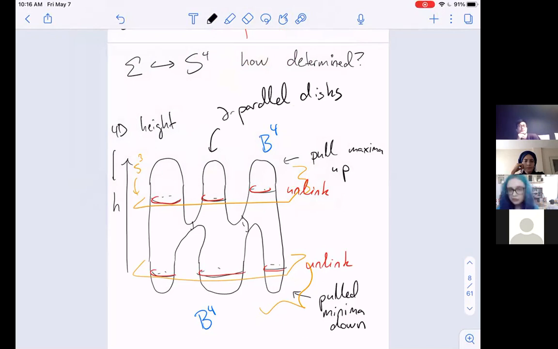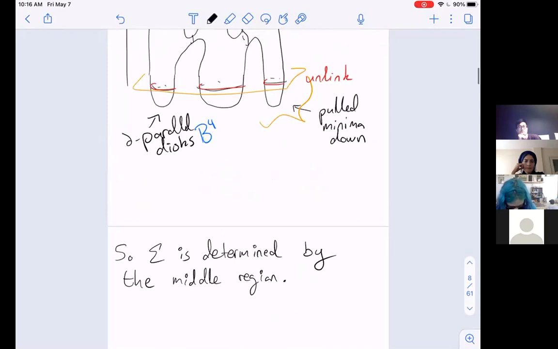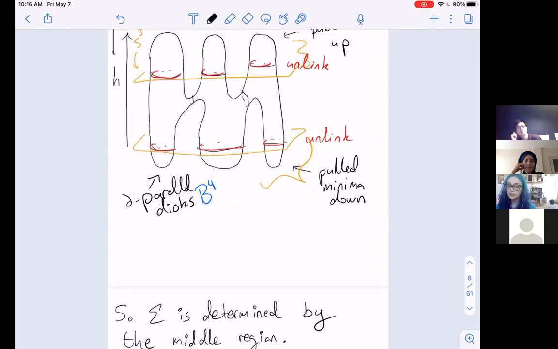Because these are all disks that just have a maxima and nothing else, I could just push them down and have them be in the S3. I just drew them as curvy so that it would look Morse. And these are also boundary parallels, and as we call them, trivial disks. So what that means is sigma, my surface, is determined by exactly the middle region of this picture. I could just cut off the top and bottom and not lose any information. So that's already some progress, but we can still simplify more.